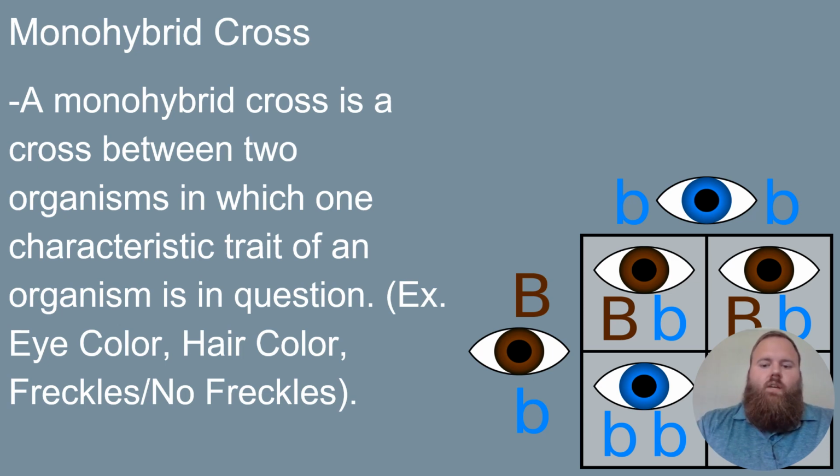So for example, if we're looking over here at the Punnett square on your right, we have eye color in question, whether or not the organism is going to get brown eyes or blue eyes. Brown eyes being dominant, if the capital B is present, then you will get brown eyes. Blue eyes being recessive, if the lowercase b is present twice, then you will get blue eyes.